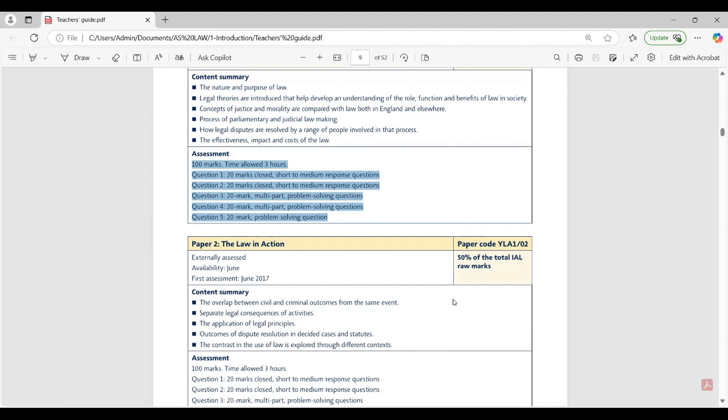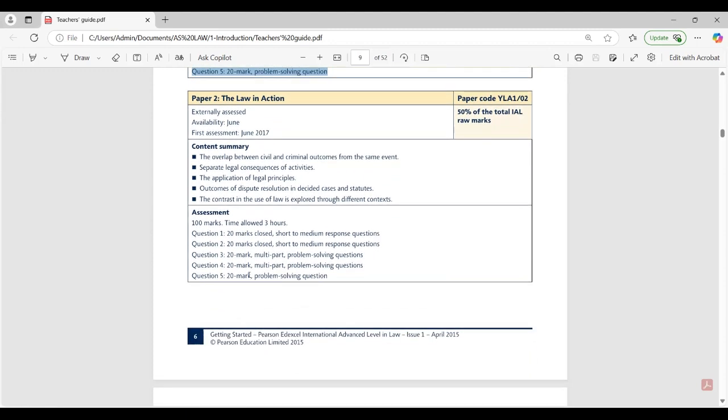So you're expected to write short to medium responses. It's the 5th question which requires an extended answer, because that's going to be just one question, not divided into parts. So you're expected to write a somewhat lengthy answer for the 5th question.